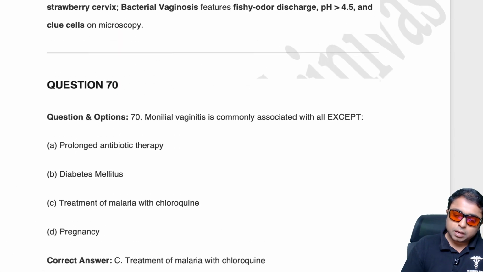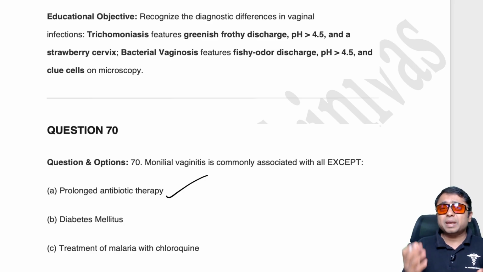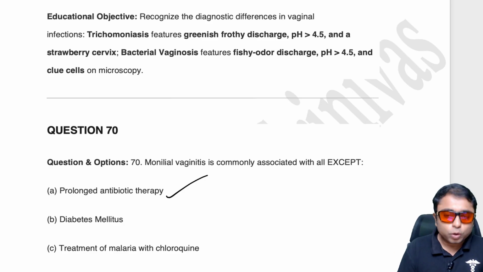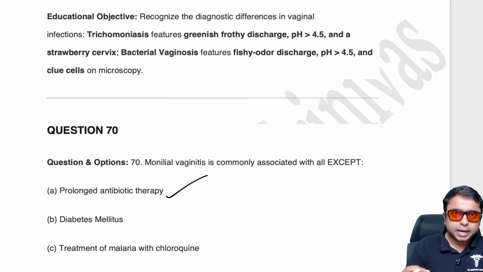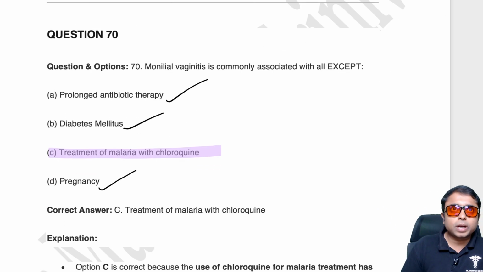Right? Now coming to monilial vaginitis is commonly associated with all except. What is monilial vaginitis? It is a vulvovaginal candidiasis. Monilial vaginitis is candidal infection. Right? So you need to identify a wrong statement. Prolonged antibiotic therapy, yes, definitely it can be associated because of the imbalance of the microflora in the vagina. There could be candidal overgrowth. Diabetes, yes, it is associated with monilial vaginitis. Pregnancy also could be an important association, but treatment of malaria with chloroquine has no association with monilial vaginitis. So answer is going to be option C.